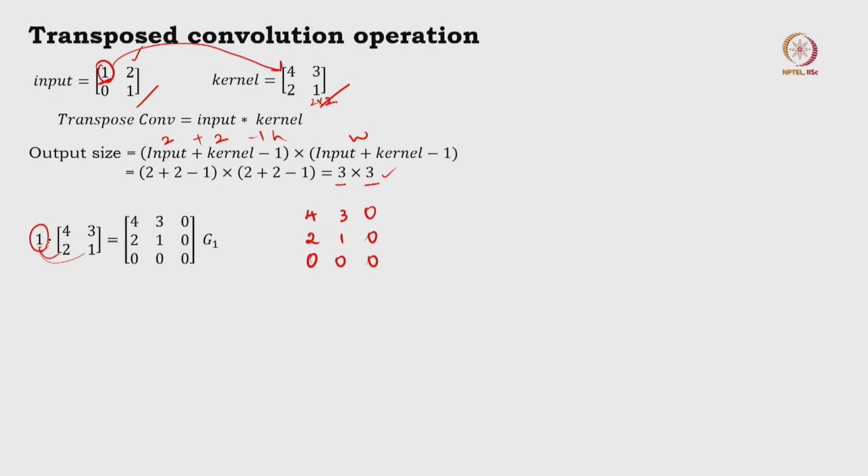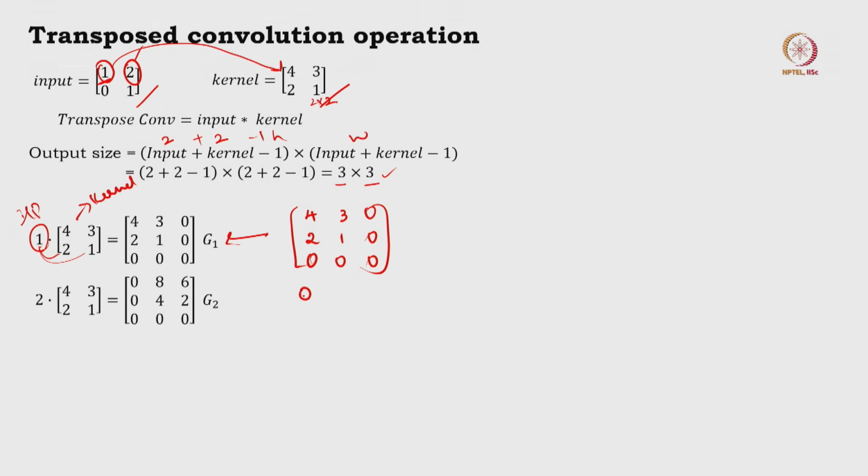So what is this 1? 1 is the input. What are 4, 3, 2, 1? It is the kernel. So this is the value that we have obtained, which is G1. Similarly, you take the second input 2 and multiply it. Initially it will be all zeros. Since 2 is in the top right, the top right 4 positions are all zeros. So when 2 gets multiplied, 2 into 4 is 8, 2 into 3 is 6, 2 into 2 is 4, 2 with 1 is 2. So this is G2.